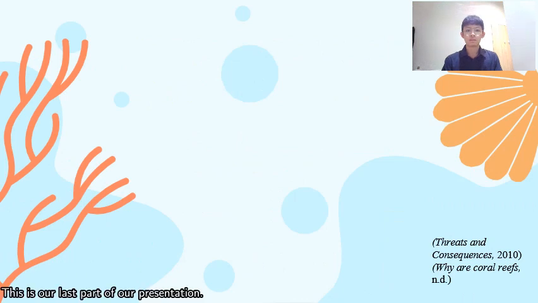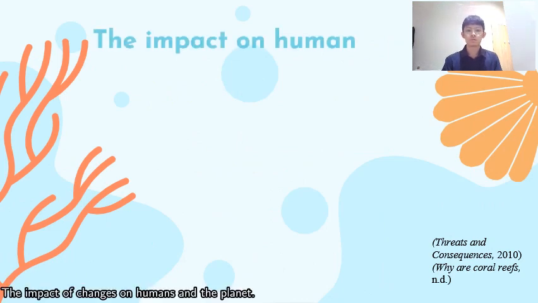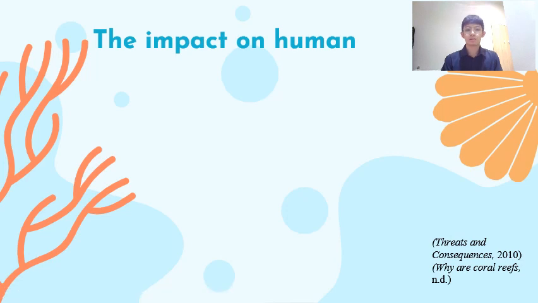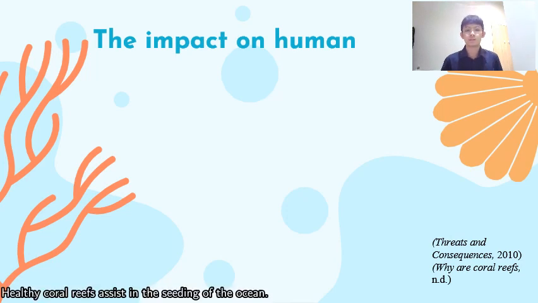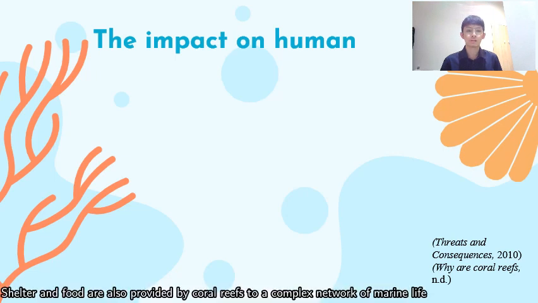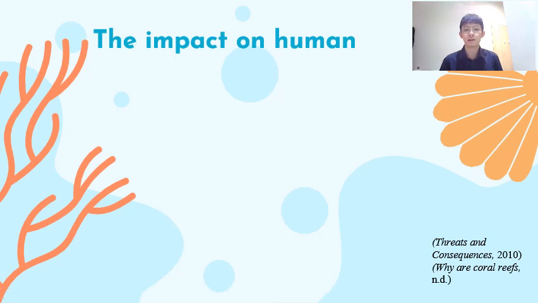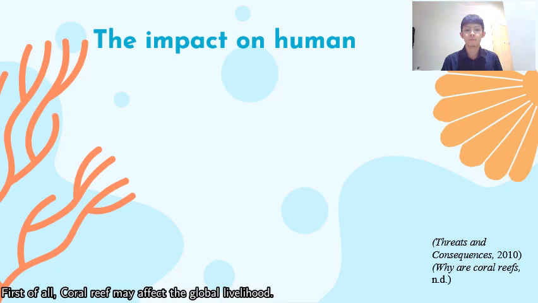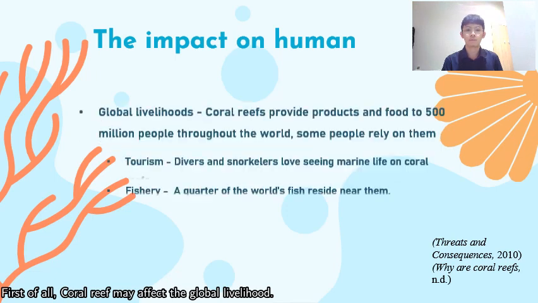This is the last part of our presentation, the impact of changes on humans and the planet. Healthy coral reefs assist in the seeding of the ocean. Shelter and food are also provided by coral reefs to a complex network of marine life that leads all the way up to mankind. First of all, coral reefs may affect global livelihood.